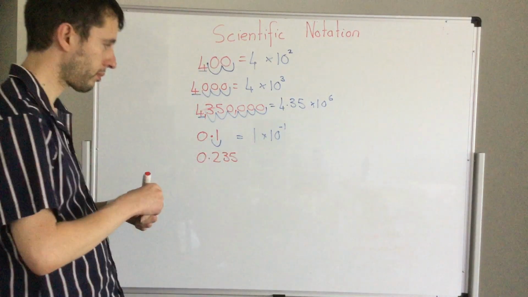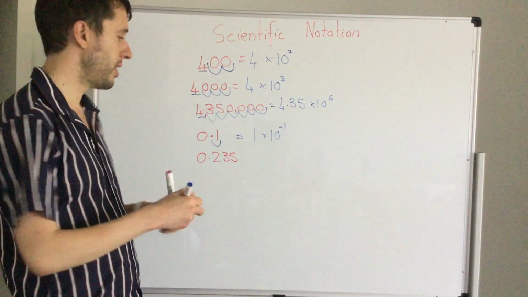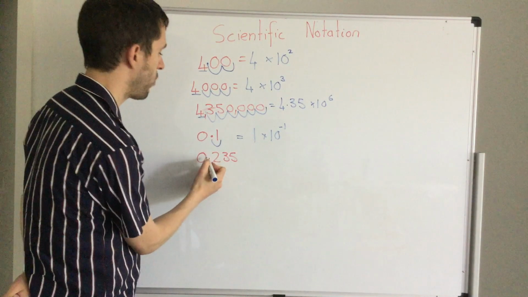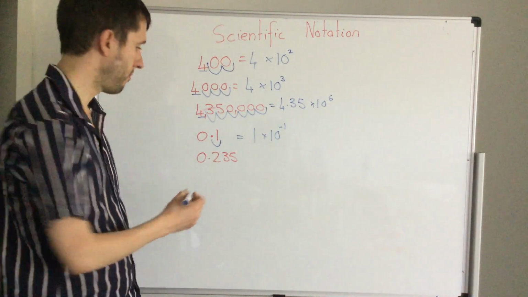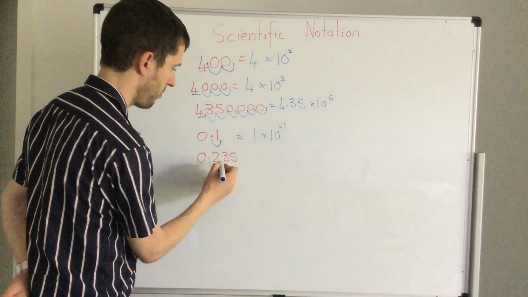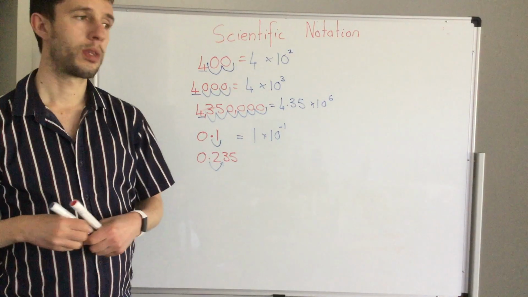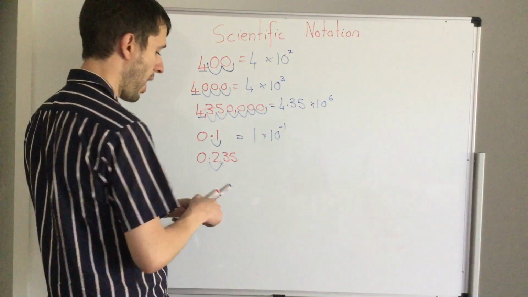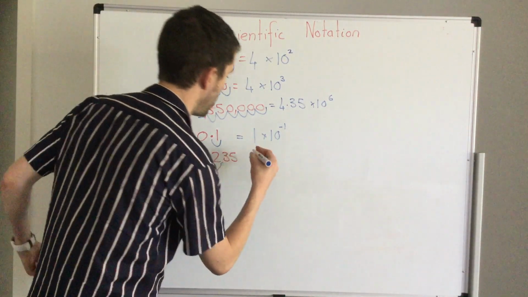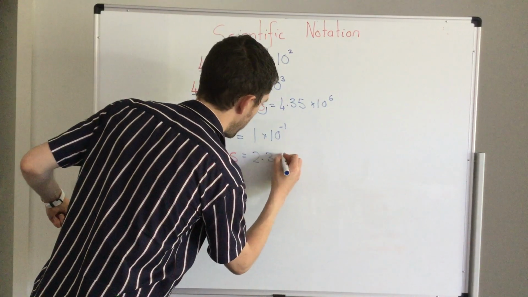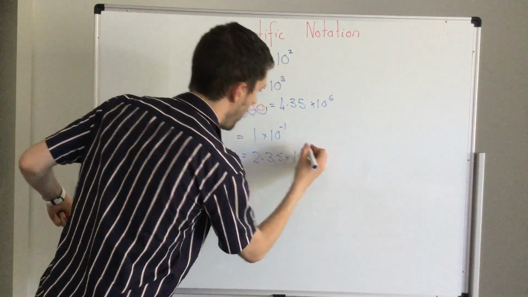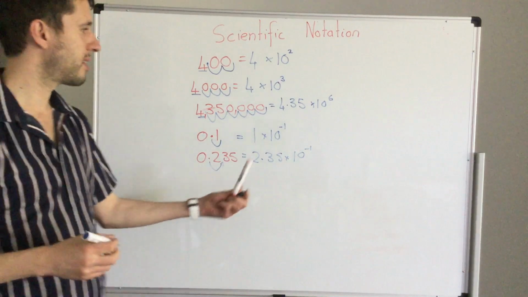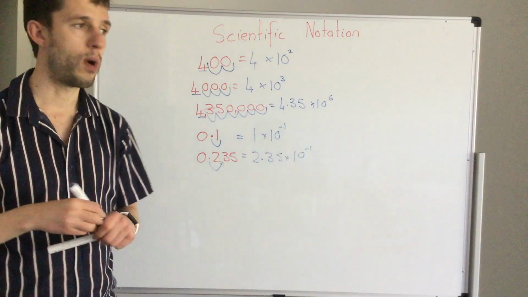The same thing applies if I have 0.235. I want to move my decimal spot, so I've got one number beforehand. Which means I'll write the number now as 2.35. Because I moved it one spot, it's times 10 to the power of -1.